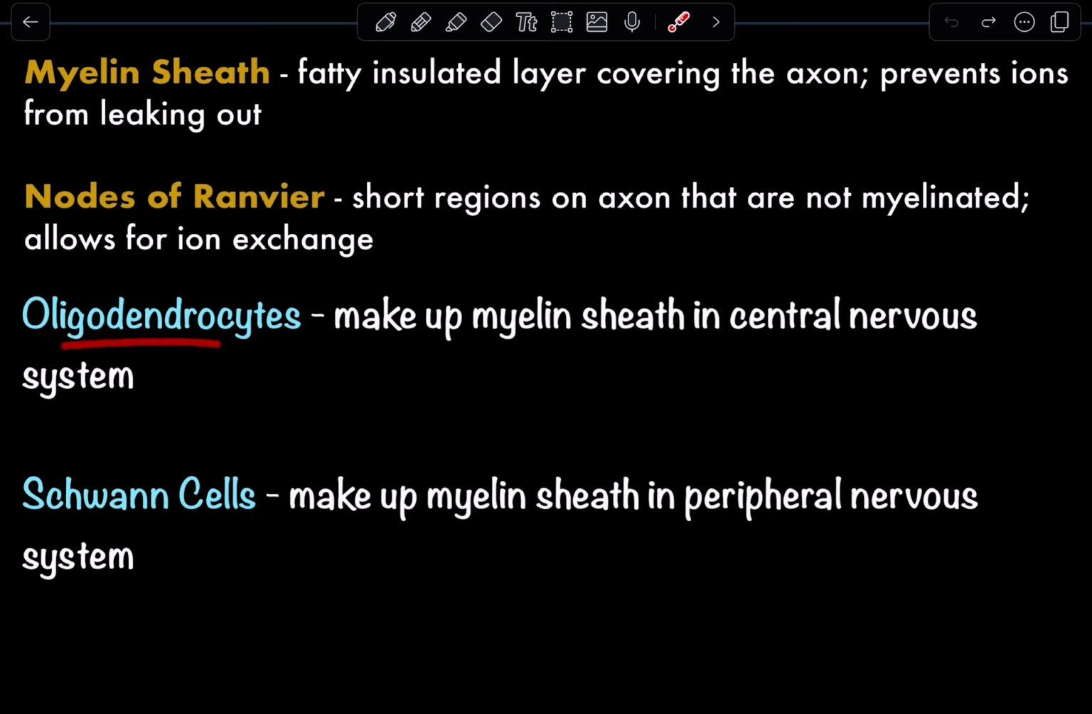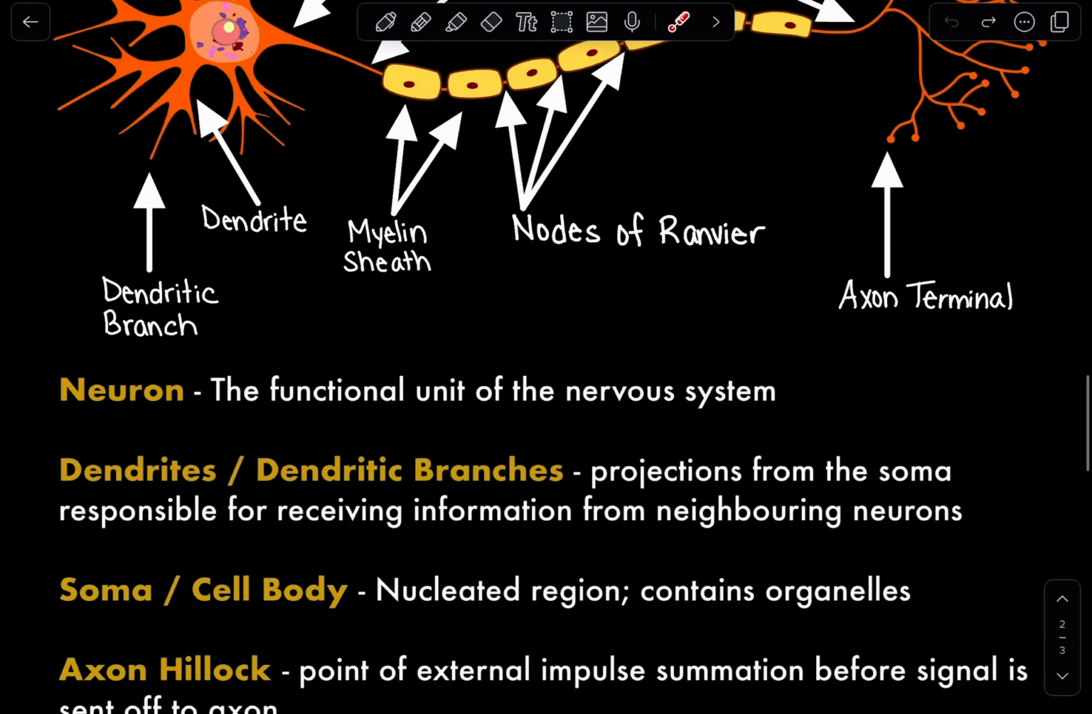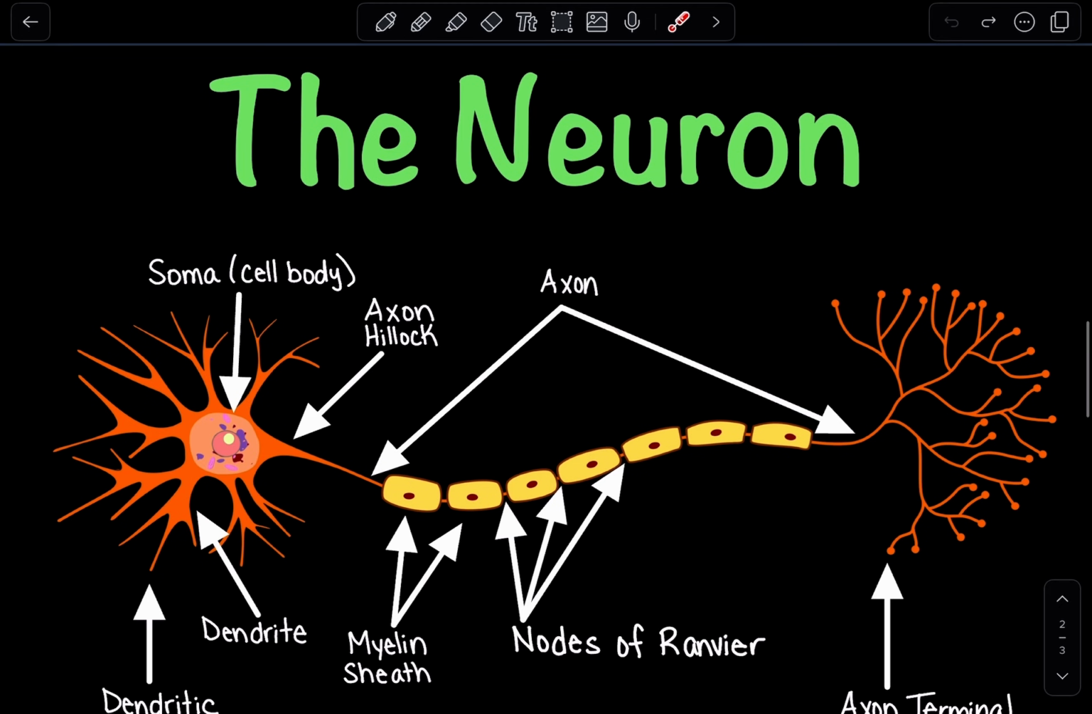Now, both of these cell types make up the myelin sheath, but what's very important is that oligodendrocytes will make up the myelin sheath in the central nervous system, whereas Schwann cells will make up the myelin sheath in the peripheral nervous system. So that's just the distinction between the two. They're both responsible for that myelin sheath, but one is the central nervous system and the other is the peripheral nervous system. And that is the fundamental basics of the neuron, the most fundamental unit of our nervous system.